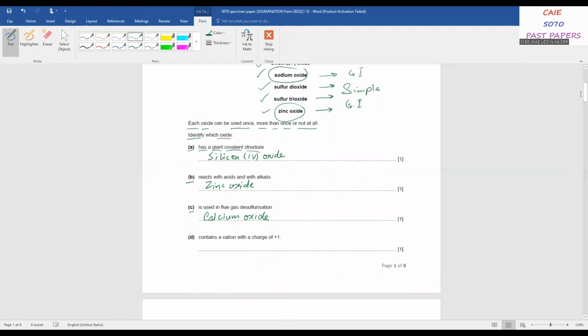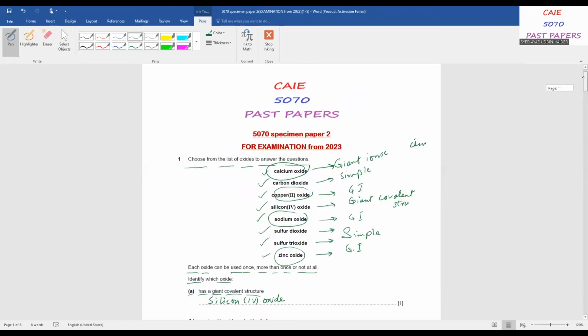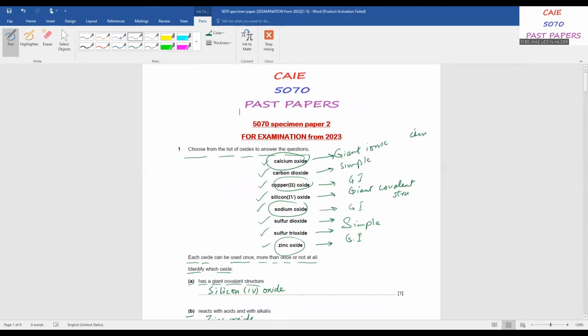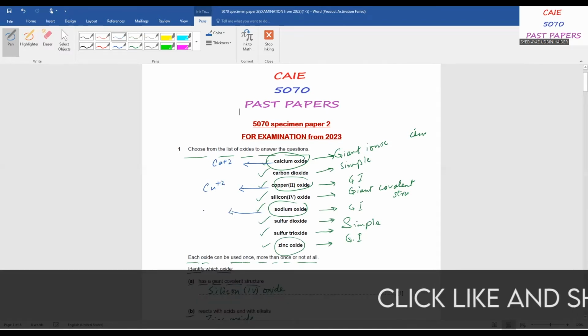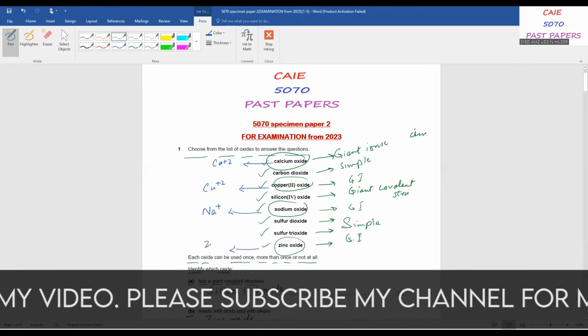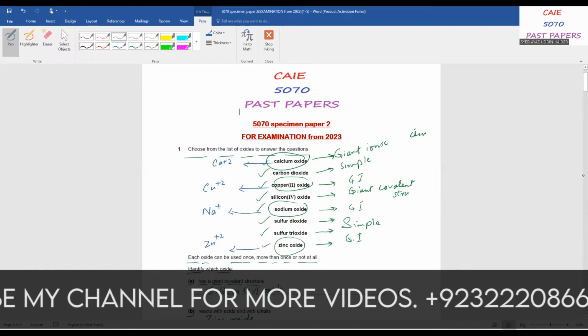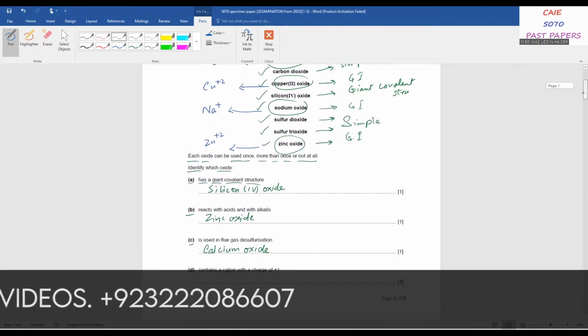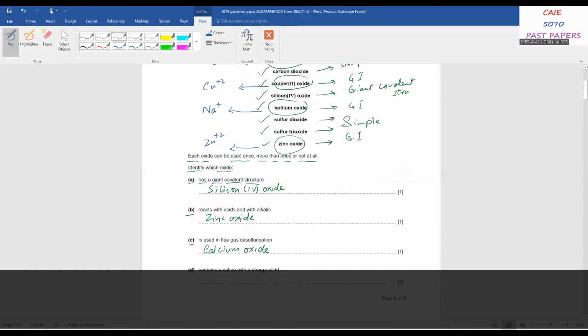Part 4 contains a cation with a charge of +1. If you look at the cations, where you will find cations. In this, you will find cation, that is Ca, carries +2 charge. Copper, again cation, it will carry +2 charge. Any other cation? Yes, sodium oxide, it's Na plus. Zinc oxide, it is Zn +2. So the answer will be sodium oxide.